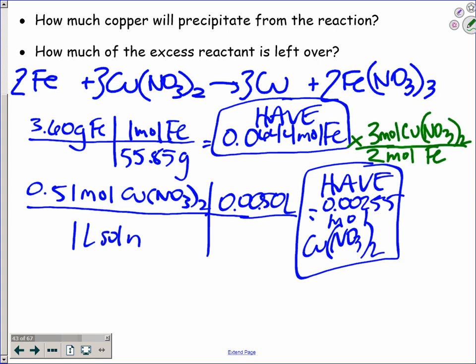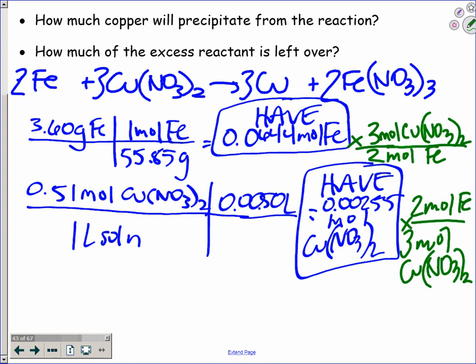What about this ratio down here? 2 moles of iron over 3 moles of the other. So what do I do from here to here? You're just flipping it because you're talking about the other relationship. It's the same relationship, it's just inverted. So we're going to multiply this one by 2 moles of iron over 3 moles of copper 2 nitrate.